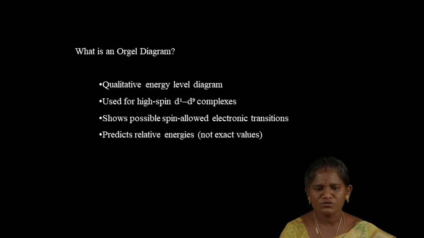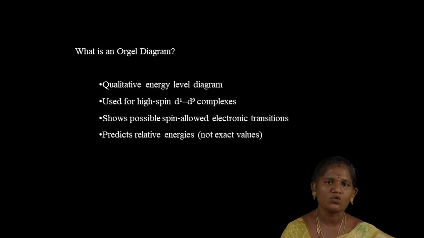It is used to interpret the weak field or high spin transition metal complexes. It cannot explain the low spin complexes. This is the limitation of the Orgel diagram, and it explains the spin allowed electronic transitions. I already told it is a qualitative diagram, so it is not able to calculate the exact energy of the system. It is only possible to calculate the relative energy of a system, that is, high spin complexes only.